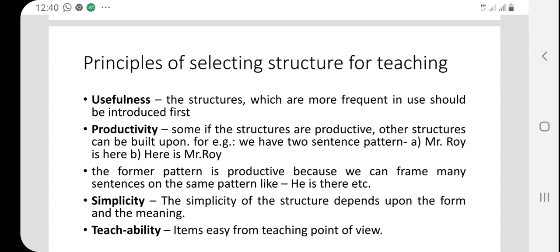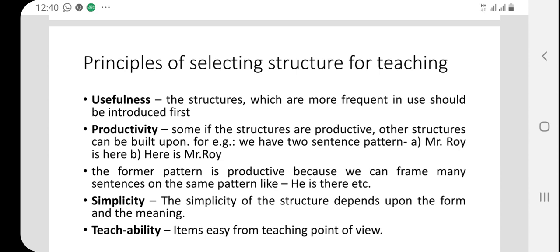So first of all, you will use useful sentences, the sentences that are very useful for the learners. The teacher must not engage the learners in very complicated or complex sentence structures, but in structures that are very useful for the learners, so that they get motivation to learn those structures because they need them, they are useful for them.